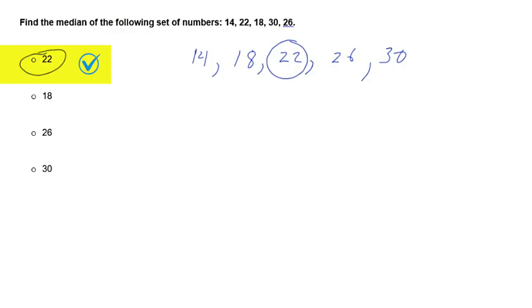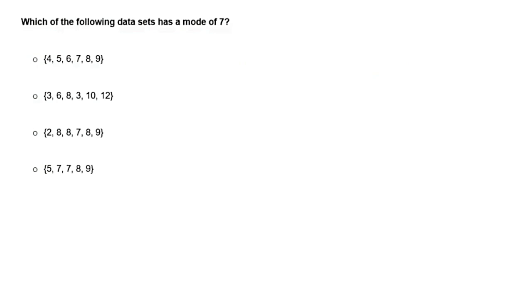Great job. Which of the following data sets has a mode of 7? 4, 5, 6, 7, 8, and 9; 3, 6, 8, 3, 10, and 12; 2, 8, 8, 7, 8, 9; or 5, 7, 7, 8, 9? Well, let's review what mode means. The mode in a set of numbers is the number that appears with the greatest frequency, so we'll see it the most number of times.